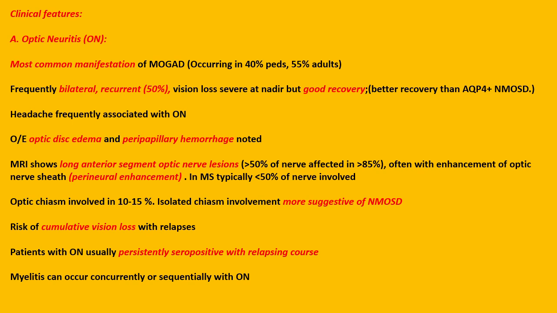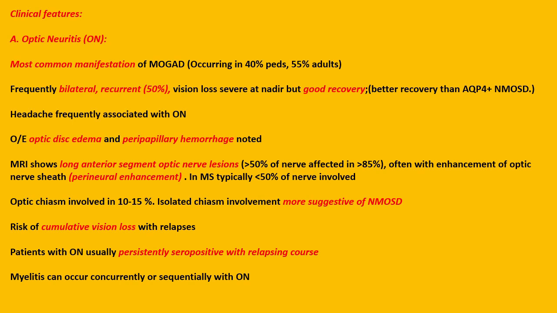On examination, optic disc edema and peripapillary hemorrhages are noted. MRI shows long anterior segment optic nerve lesions, with more than 50% of the nerve affected in more than 85%, often with enhancement of the optic nerve sheath, also known as perineural enhancement. In MS, typically less than 50% of the nerve is involved.